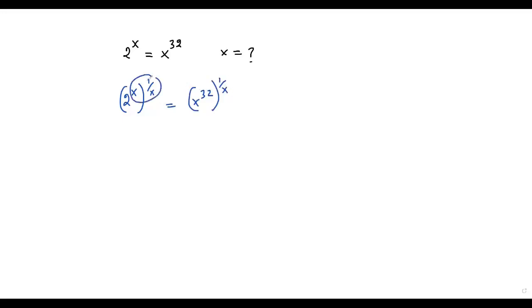Whenever we have two exponents like this, we can multiply the two exponents. When I multiply x and 1 over x, this x and this x will cancel out. I just get 2 to the first power, which is just 2. And on the right side, we have x to the power, and when I multiply these two exponents, I'll be getting 32 over x.